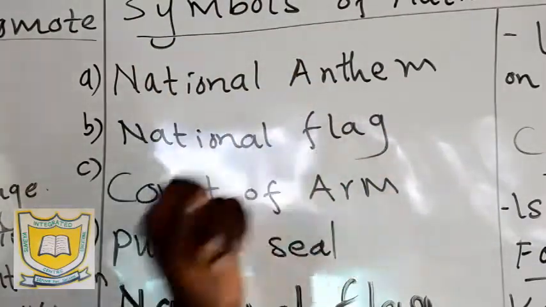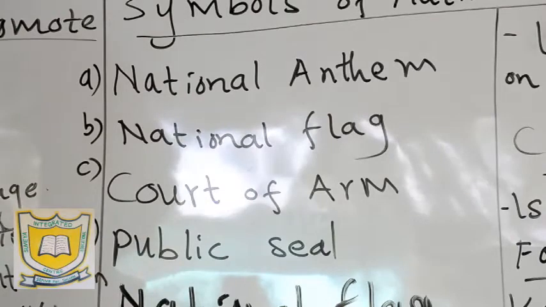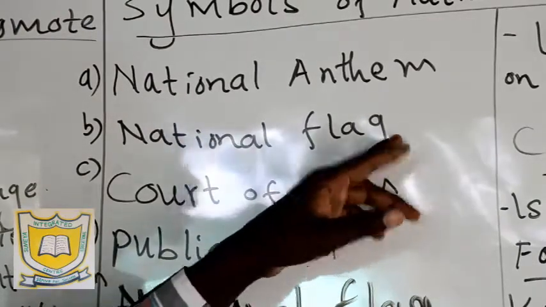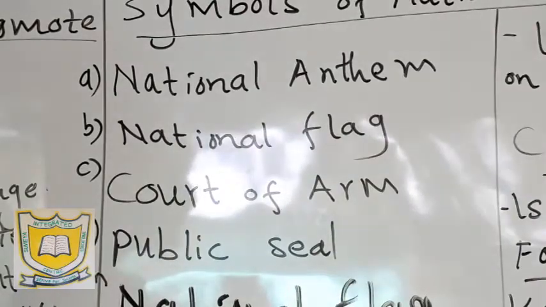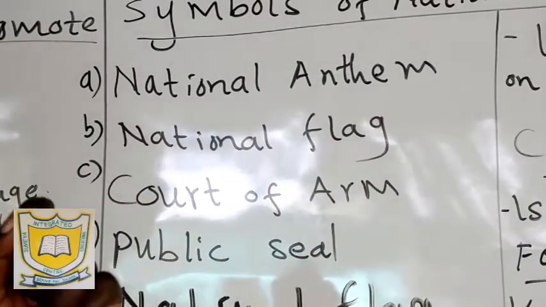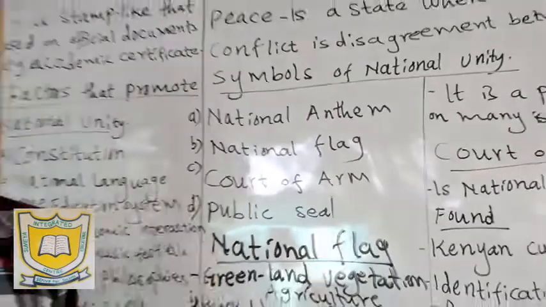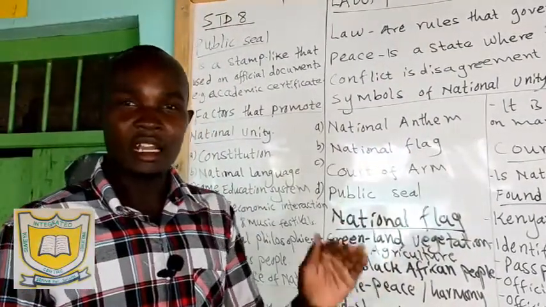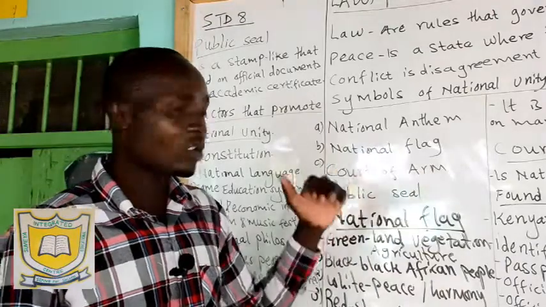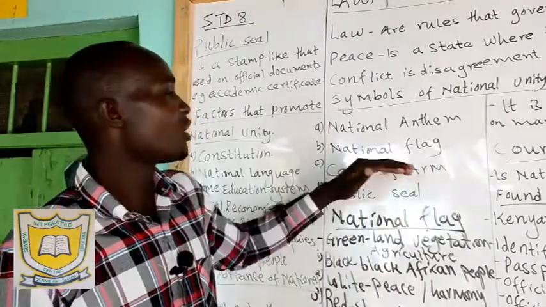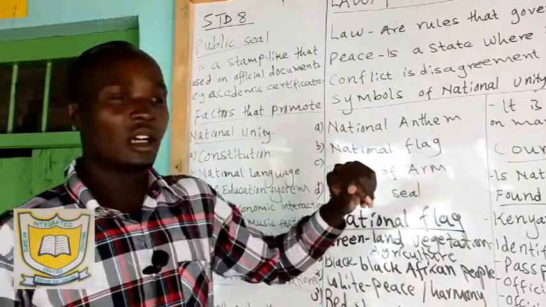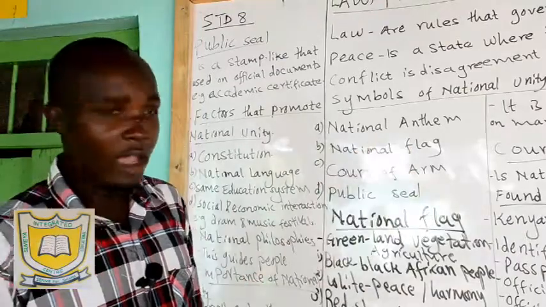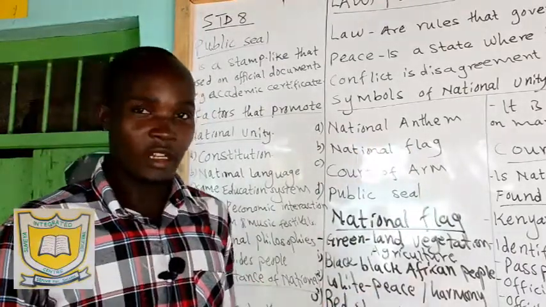Then we have another one called the national flag. When you look at our national flag, a very beautiful national flag, every member state across the world that has its sovereignty and is independent has a national flag. And it has meaning with its colors and so on. So the national flag of Kenya is also a symbol of national unity, which brings people together. That's why in schools you'll find national flags are there.